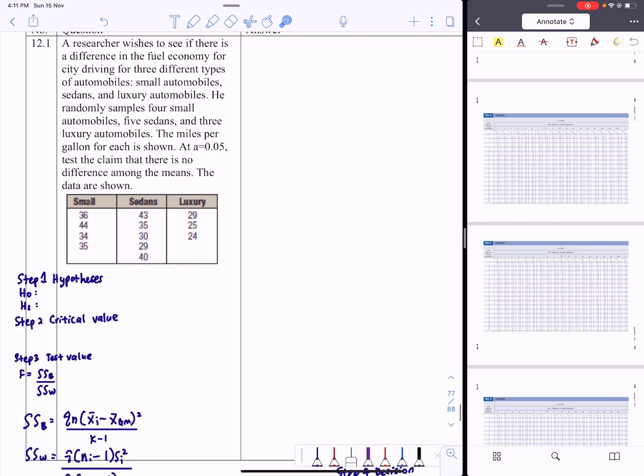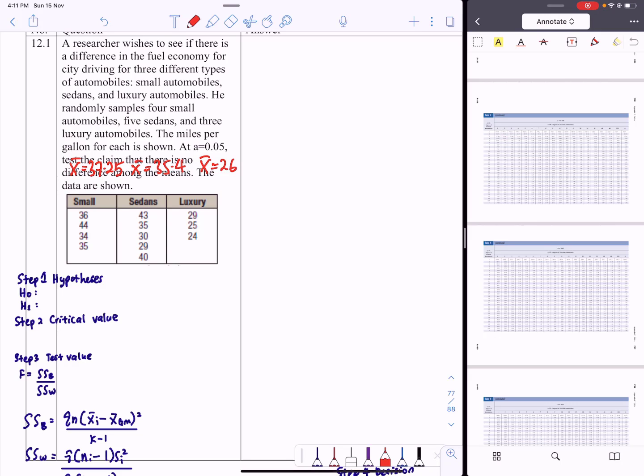Okay, pertama sekali bila kita ada small, sedan and luxury ni, we need to find the variance and means first. Jadi kamu gunalah formula yang sebelum ni ya. Tapi yang ini dalam buku teks ni dia ada bagi dah untuk mean and variance. For the small car, the mean is 37.25. For the sedan, mean equals 35.4. For the luxury, we have 26.